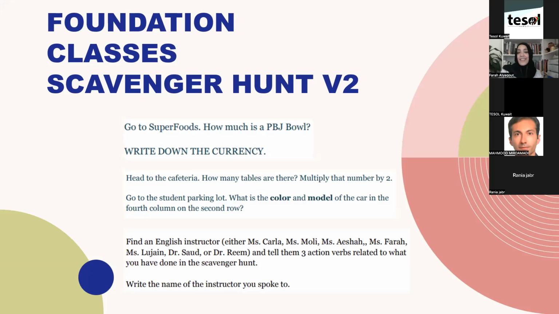And then there was: find an English instructor and tell them 3 action verbs related to what you've done. I had a student who said run, search, look, or watch, something like that. There was an understanding of what an action verb should be. There is also the fact that you have to interact with someone you may never have interacted with before and ask them politely. So there were real life skills that I was asking them to practice. You had to approach someone, you had to be polite. You had to say, oh, by the way, Ms. Farah sent me to do this. Do you mind if I just tell you what I'm doing right now? And they had to write the name of the instructor they spoke to.